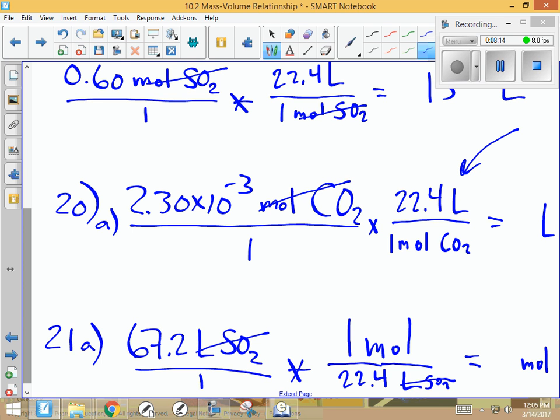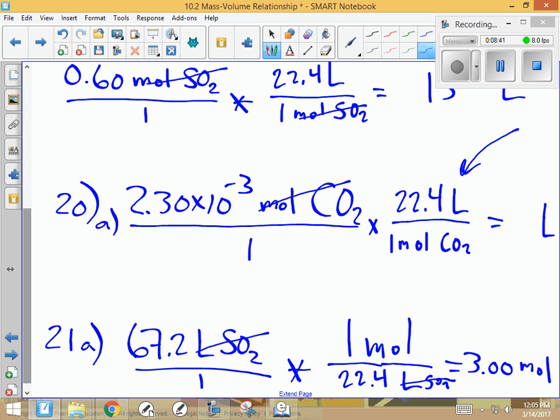All I have to do is divide 67.2 by 22.4, and I believe it's 3.0. How many significant figures should I have? Probably should have 3. That has 3. This has 3. So it's 3.00 moles.